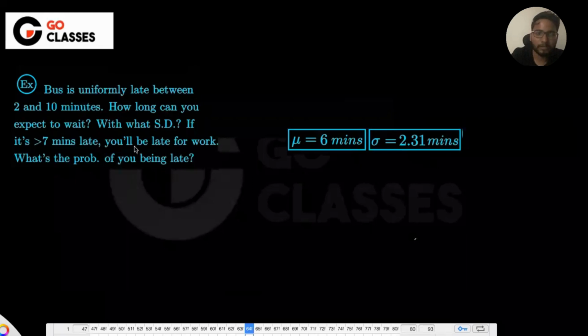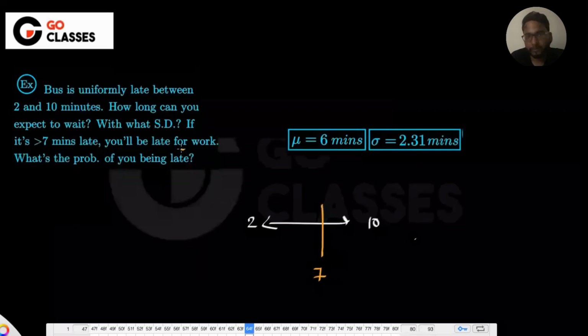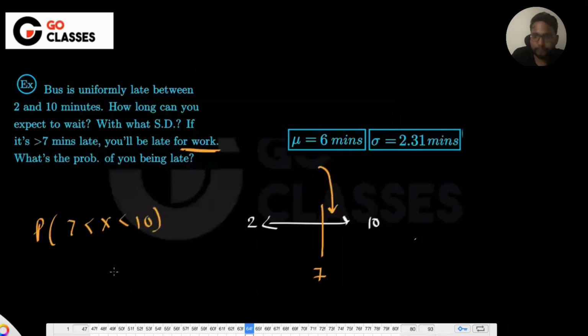Okay. So you will be late for the work. What is the probability of you being late? The third question is that if it is greater than 7 minutes, then you are late. Which means it could vary from 2 to 10. The timings could vary from 2 to 10. They are saying if the bus is more than 7 minutes late, then you will be late for your work. Which means if you are going to office or college, you will be late. Then what is the probability that you will be late? Which means what is the probability that your random variable will take this value? I mean, they are asking for this probability.